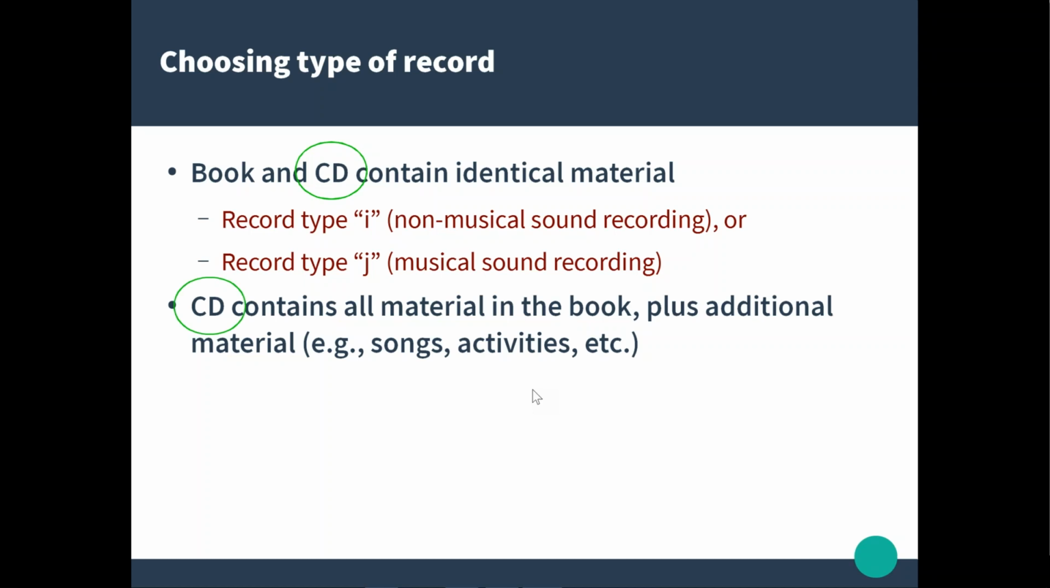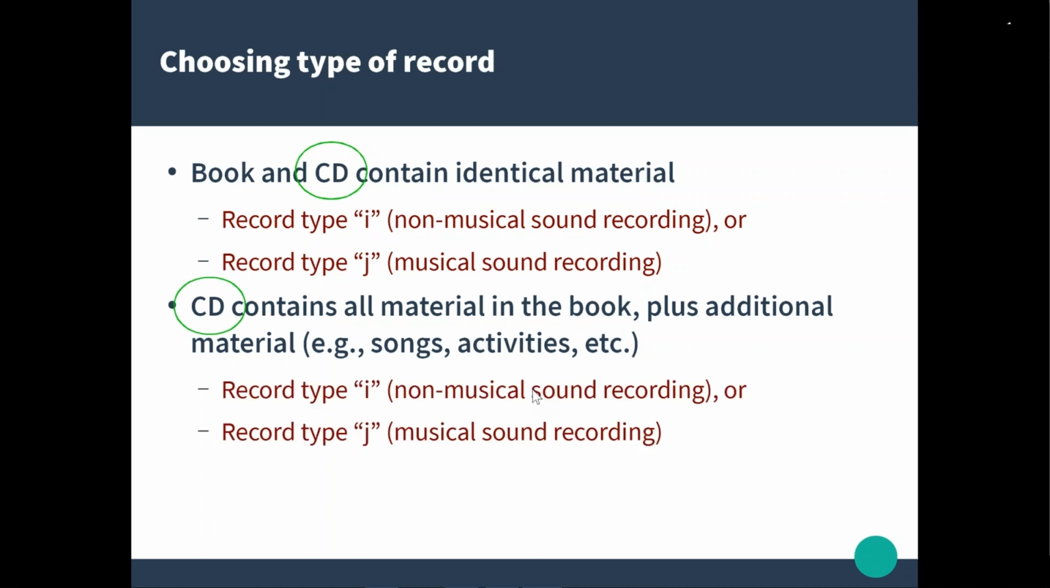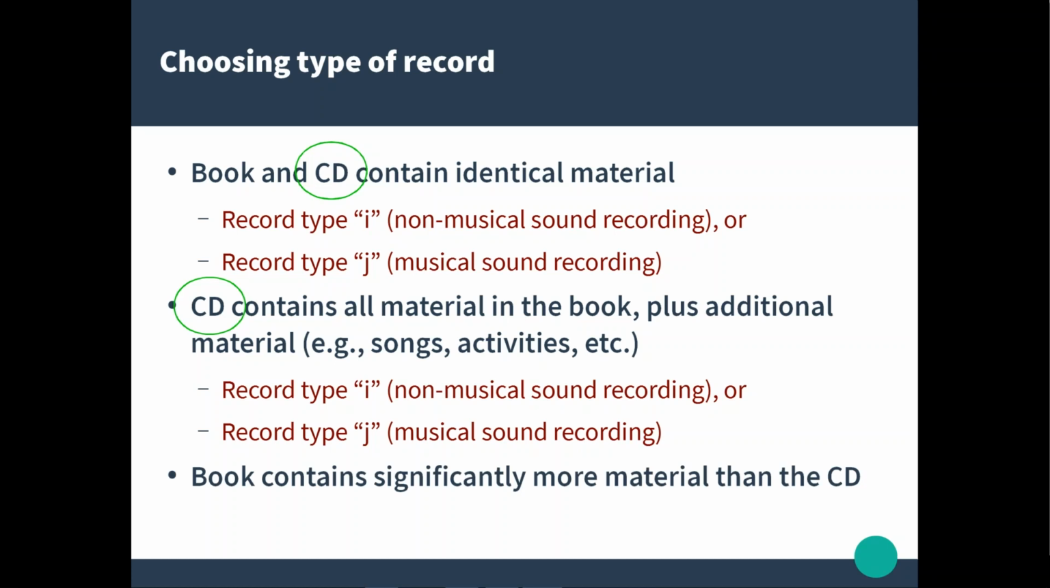Right, so CD is the primary component, and then again we need to figure out whether it's I or J, whether it's musical or non-musical, and then what kind of record type if the book contains significantly more material.